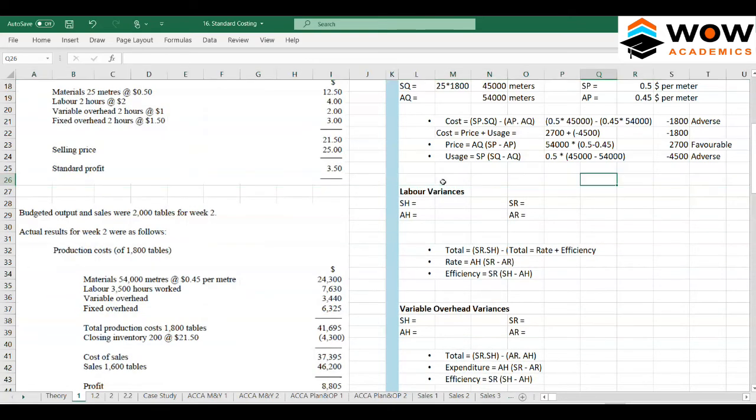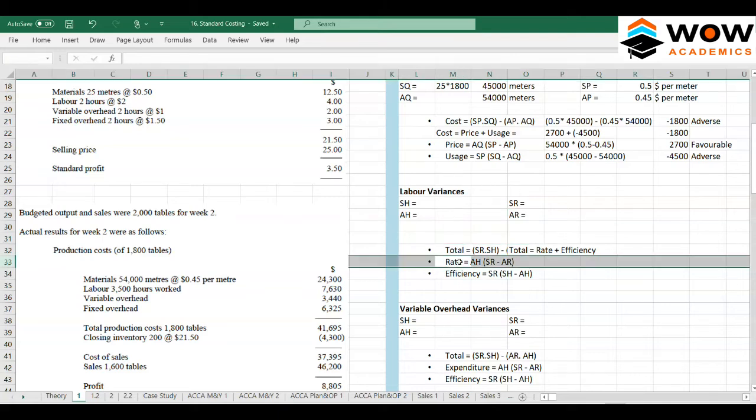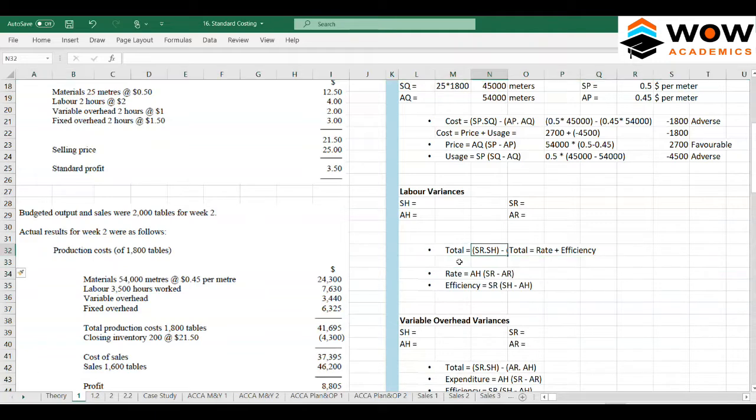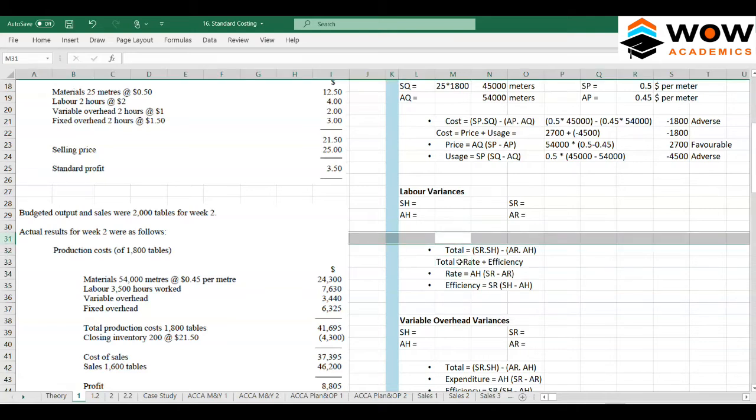So the next one is labor. For labor, again we need these numbers: standard hours, actual hours, standard rate, actual rate. So four things we need here. And we have three formulas here: total, rate, and efficiency, and one is just a proof. So first we will find out these numbers and get the answer.